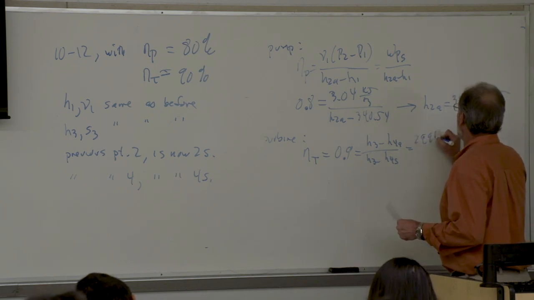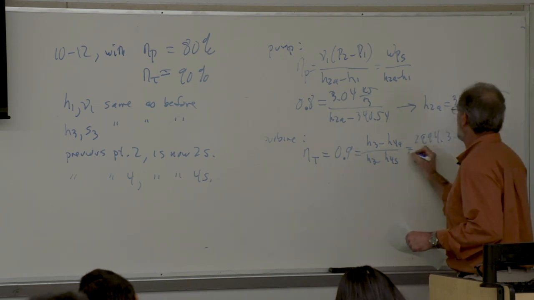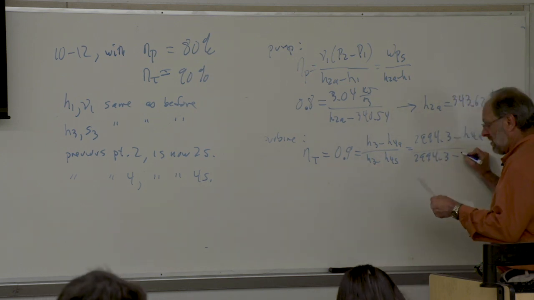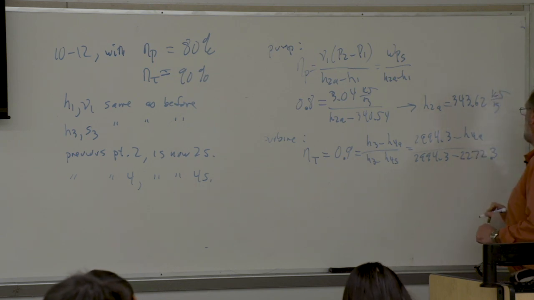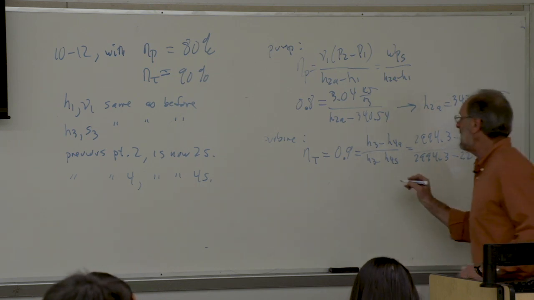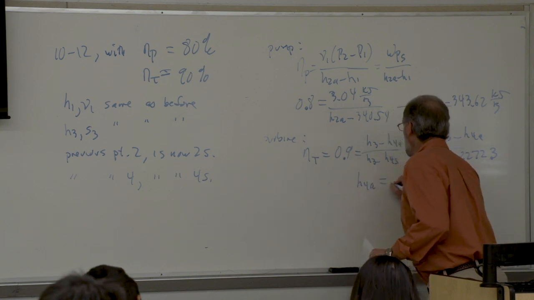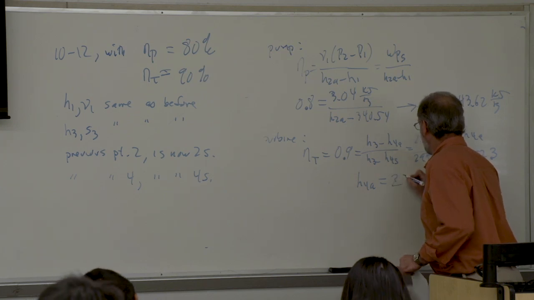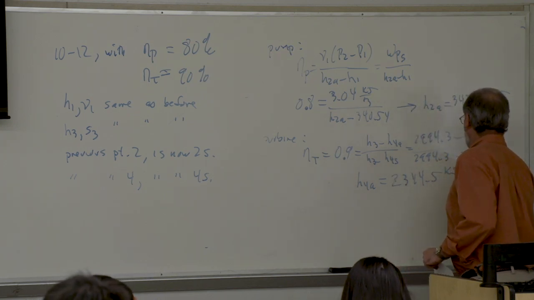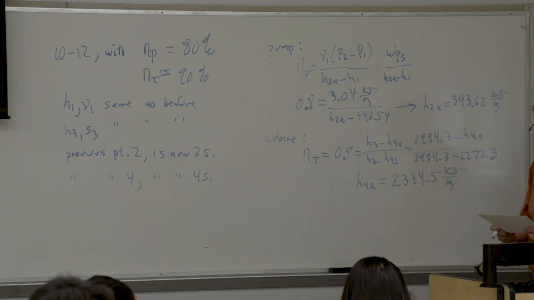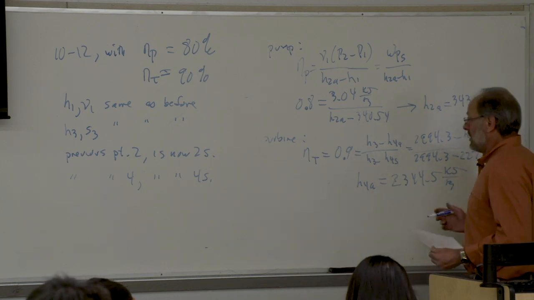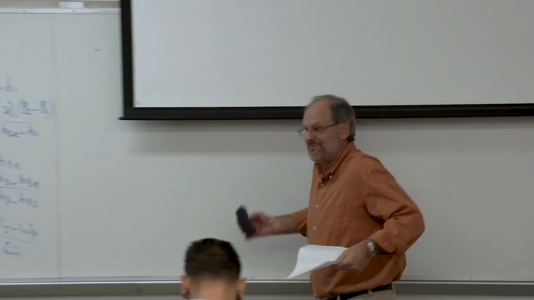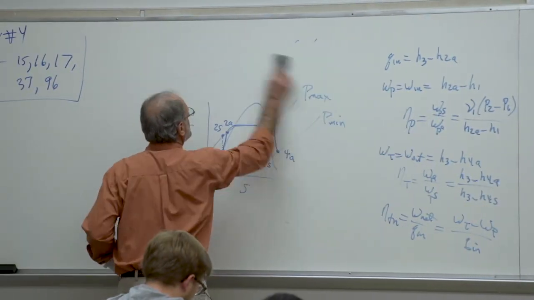So we have 2994.3 minus H4A, over 2994.3 minus what was previously just H4. It's now H4S, so 2272.3. All the units are the same in kilojoules per kilogram. So we can find the actual enthalpy as 2344.5 kilojoules per kilogram. All right, so we have all the thermodynamic property data we need. Let's just finish up the problem.